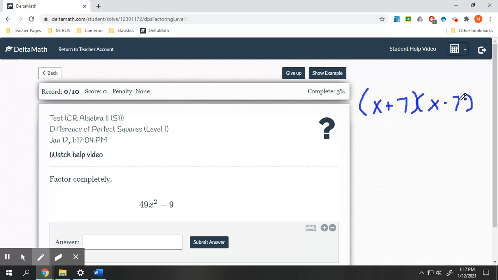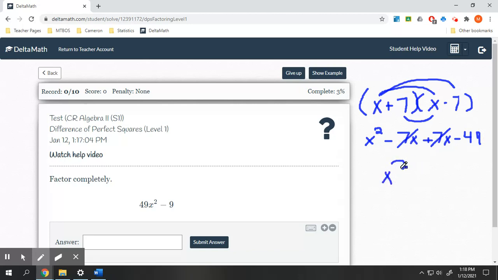Something kind of fun happens when you distribute that. First off, when I distributed my x's, I ended up with an x squared and then a negative 7x. When I distributed my second term, I had a positive 7x. And then finally, I had a positive 7 times a negative 7, which was a negative 49. My middle terms canceled out, a negative 7x and a positive 7x, and I was left with x squared minus 49.